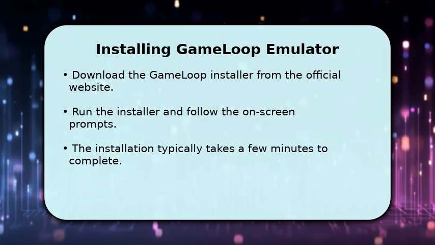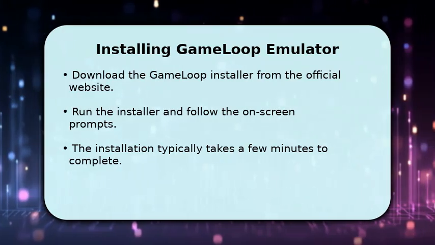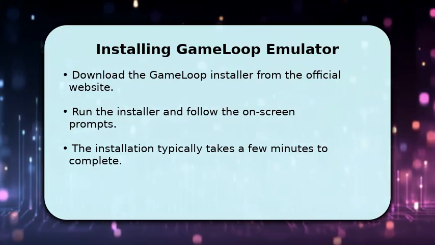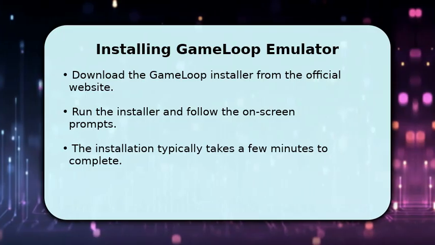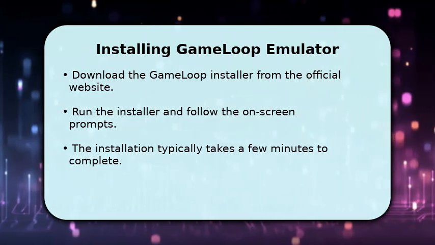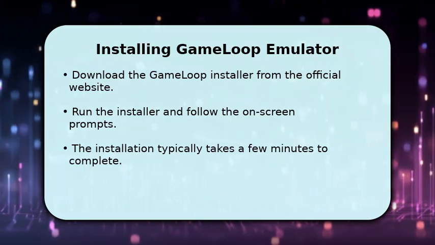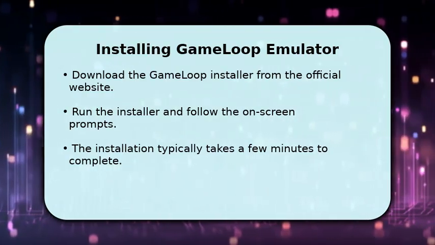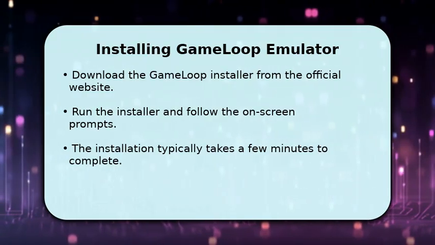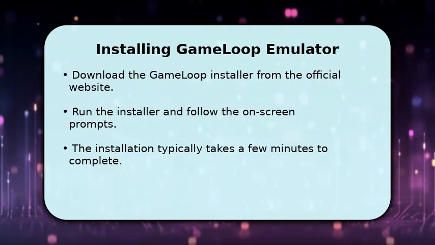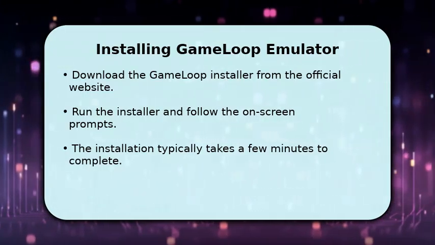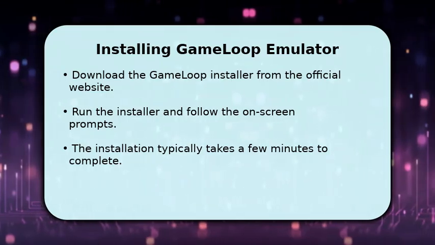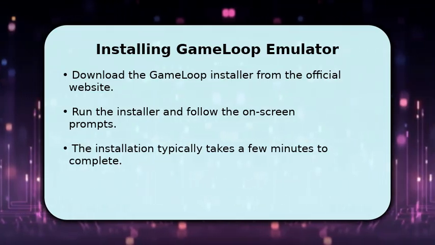To get started, first download the Game Loop emulator installer from its official website. Once downloaded, locate the executable file and run it. Follow the straightforward on-screen instructions to complete the installation process, which usually takes just a few minutes. After Game Loop is installed, it will automatically detect and begin downloading PUBG Mobile for you, ensuring you have the latest version ready to play.